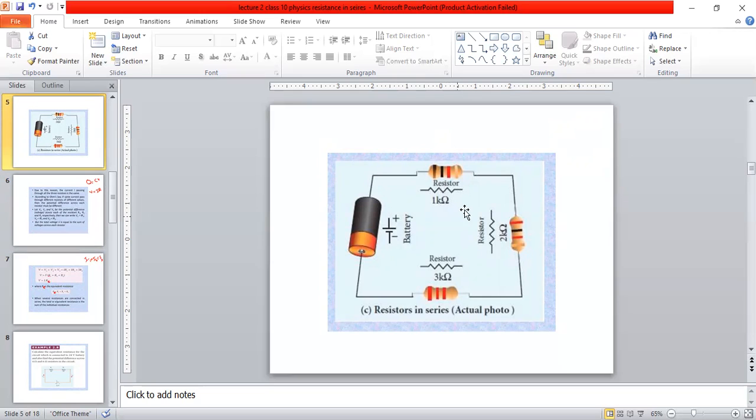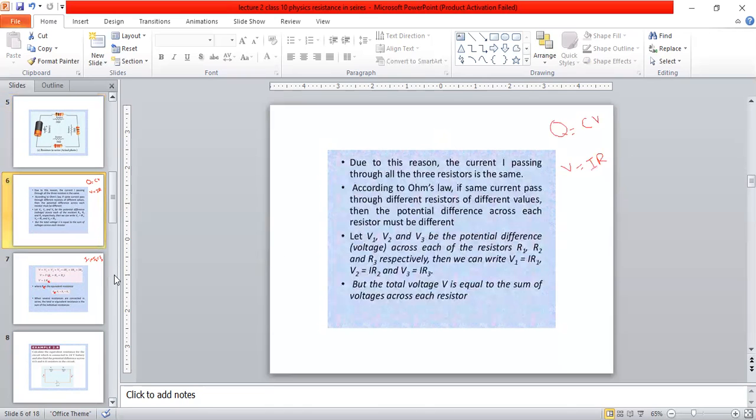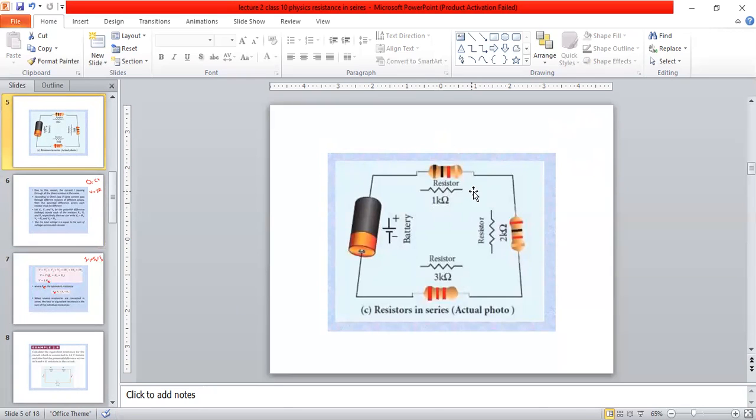Because the amount of resistance of each resistance is different, each provides a different amount of resistance in the way of the free flow of electrons. So the amount of current is the same, but the voltage drop at each terminal differs. When the current passes through this resistance and reaches this point, there is some voltage drop at this point. Then it reaches the other resistance, and again there is a voltage drop at this point.